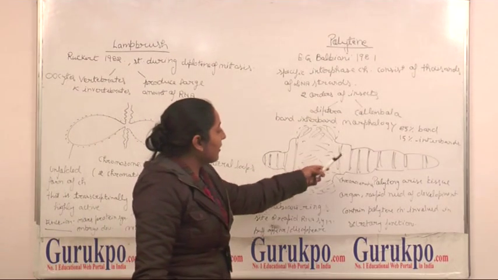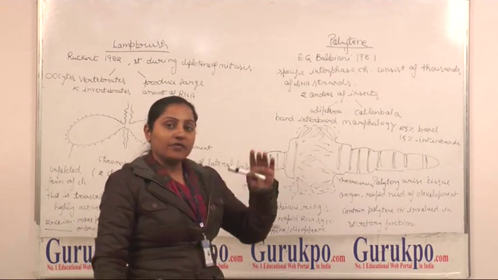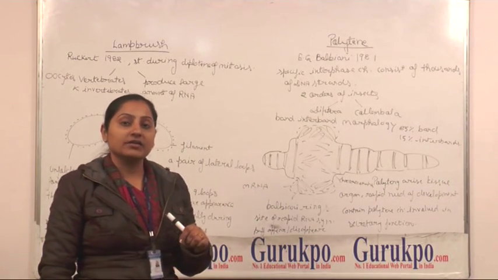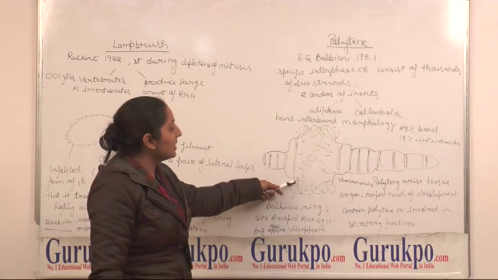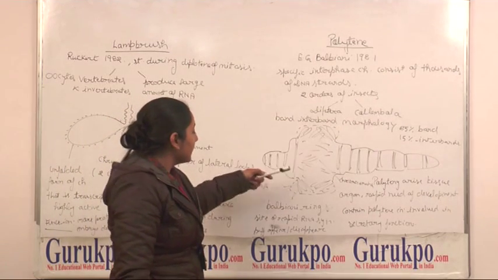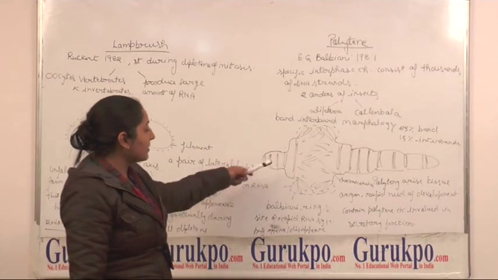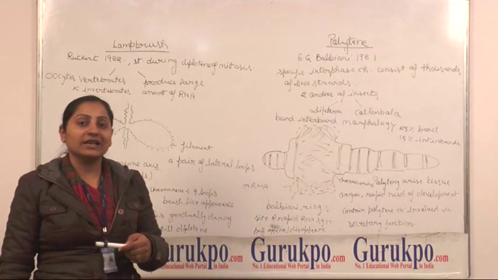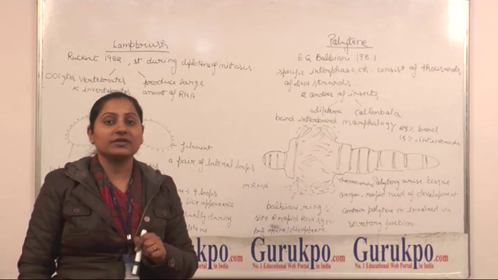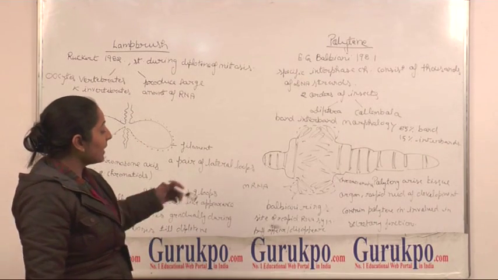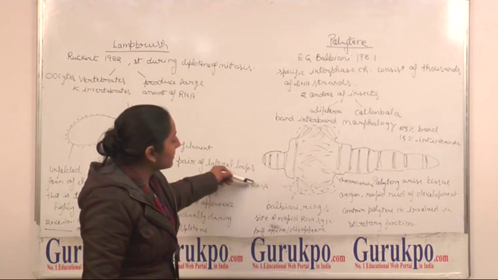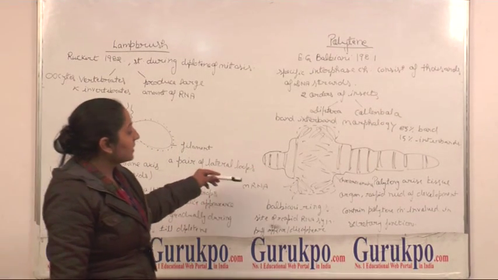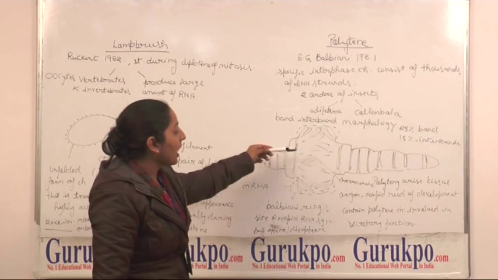Along with band and interband regions, there are puffs made by rapid mRNA synthesis. These are called Balbiani rings. So these are the Balbiani rings. These are the sites of rapid mRNA synthesis. These puffs appear and disappear according to the need of the specific protein which is needed at a particular time. The mRNA is continuously being synthesized in the Balbiani ring, and this is the chromonema.